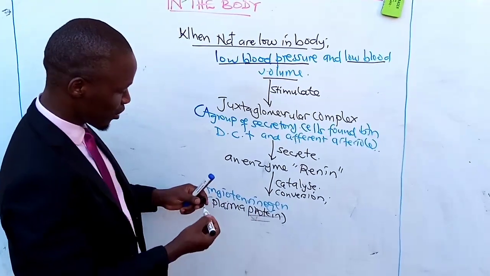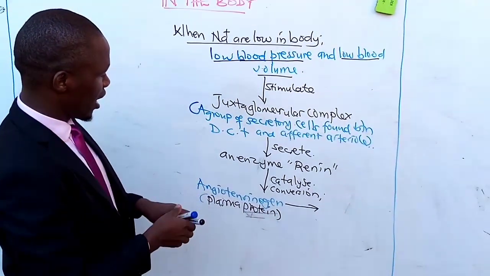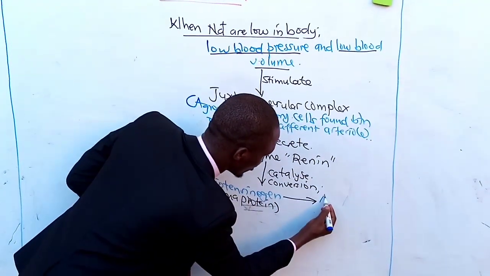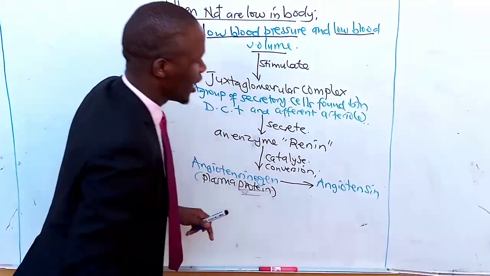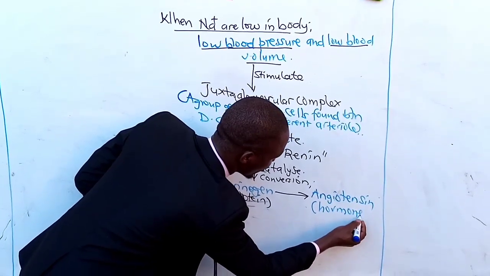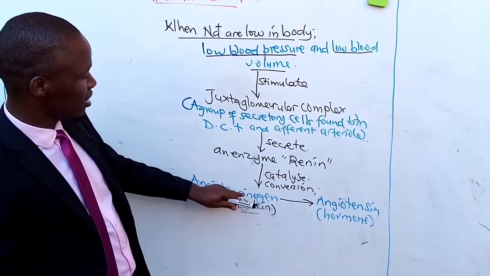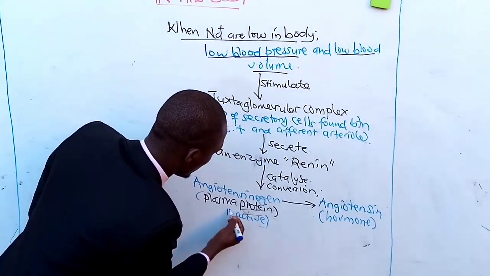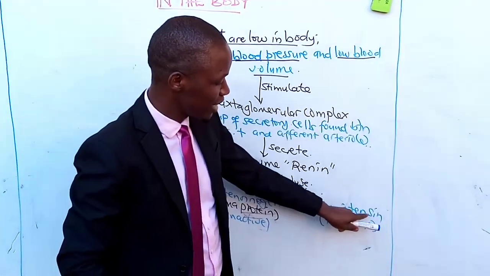Once this one is converted, it is going to be converted into something, what we call angiotensin. And this angiotensin is a hormone. So the plasma protein which is inactive and is called angiotensinogen, by the way, this is inactive. So it is converted into an active hormone, which active hormone we are calling angiotensin.